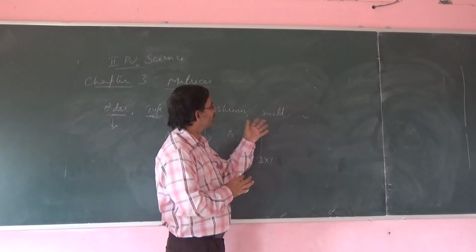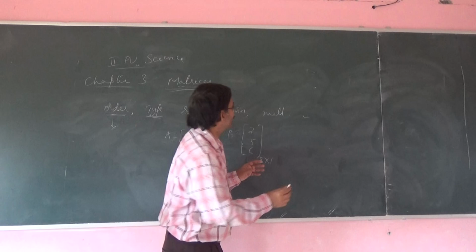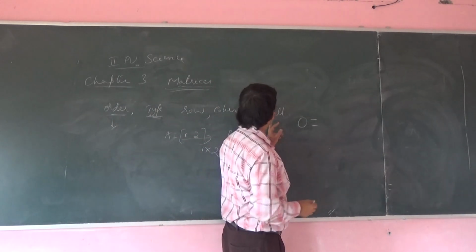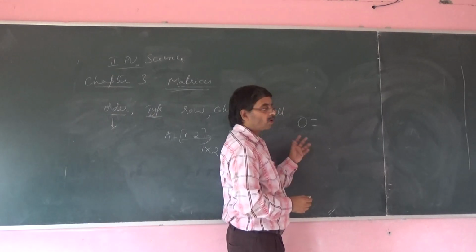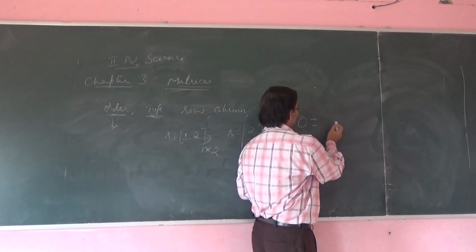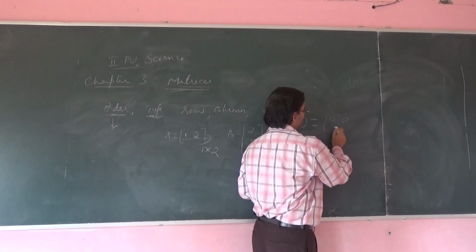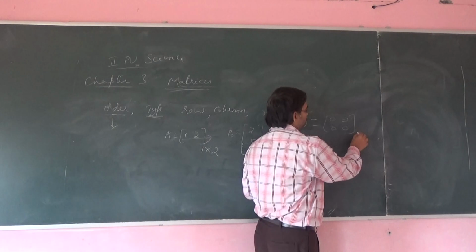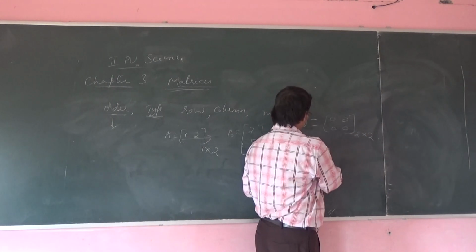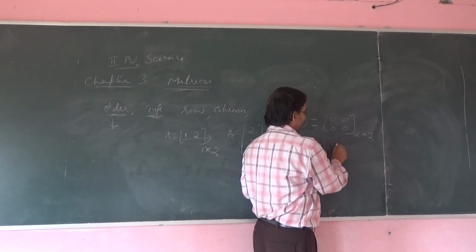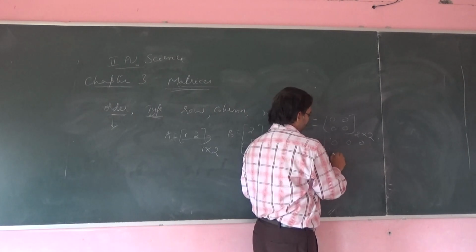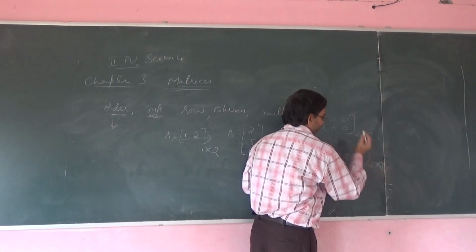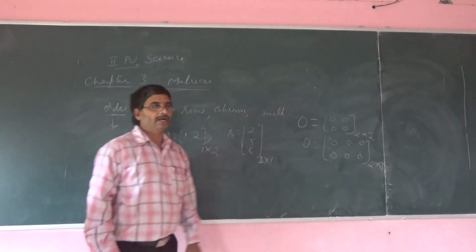Null matrix. Name itself suggests, and we denote the null matrix as 0 or O. Null matrix means all the elements are zeros. For example, [0 0; 0 0]. So it is a null matrix. It is of order 2 by 2. It can be of order 2 by 3, 3 by 2, anything. So this is of order 2 by 3. So this is about null matrix.